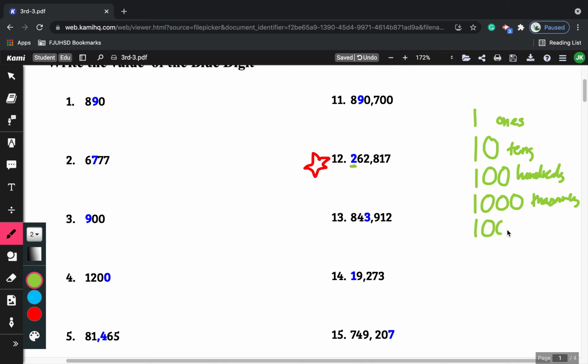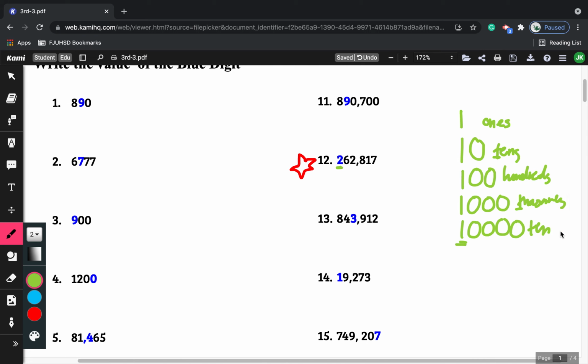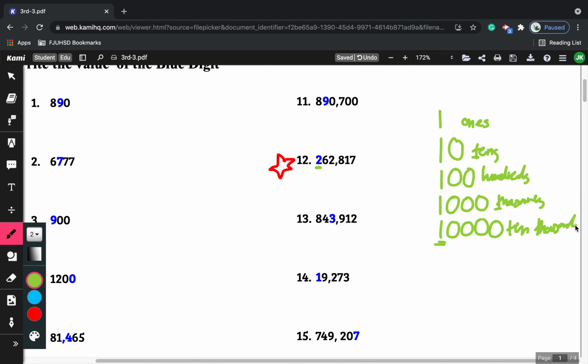So if we go to four zeros, the fifth digit would be 10 thousands. So there's a pattern like that. Every time it goes by a comma, it goes by ones, tens, hundreds for each section. Then the next one will be millions. So there's millions, 10 millions, 100 millions, and so on.